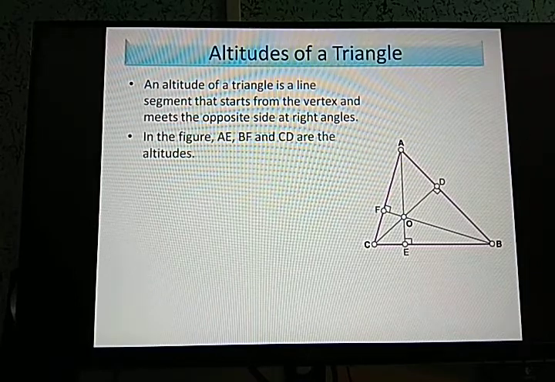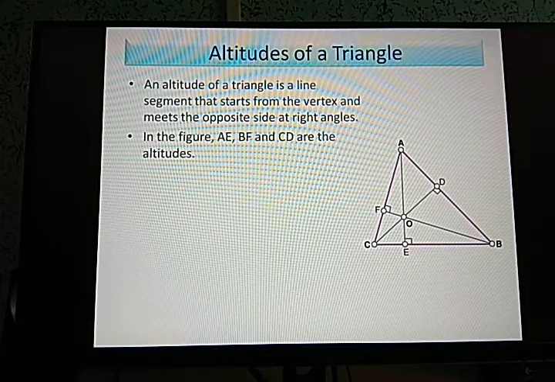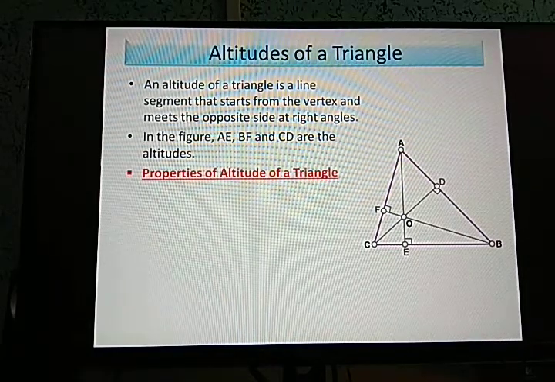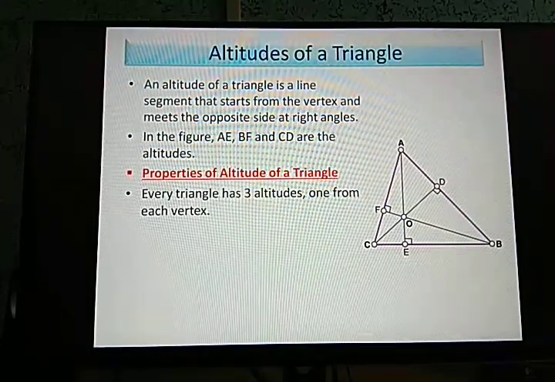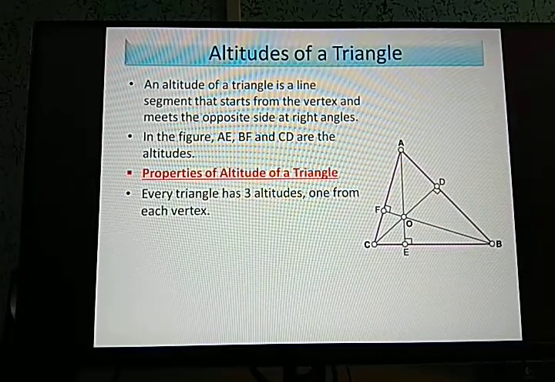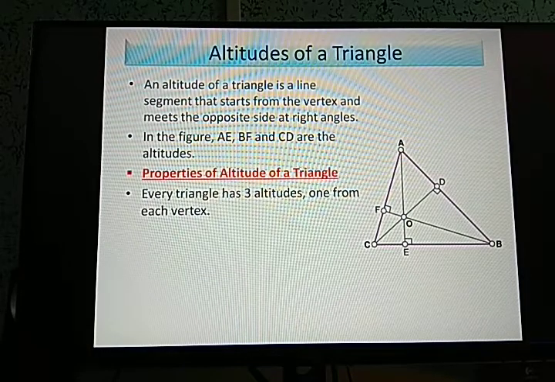Now in the figure you can see there are 3 altitudes, AE, BF and CD. So in every triangle there are 3 altitudes. Now let us see the properties of the altitude of a triangle. Number 1: every triangle has 3 altitudes, one from each vertex. As I said just now, there are 3 vertices, so there will be 3 altitudes in any triangle. No matter what kind of a triangle it is, it will have 3 altitudes.